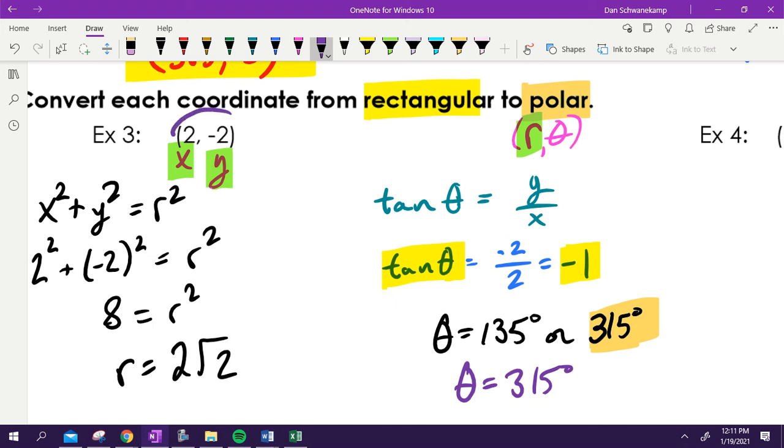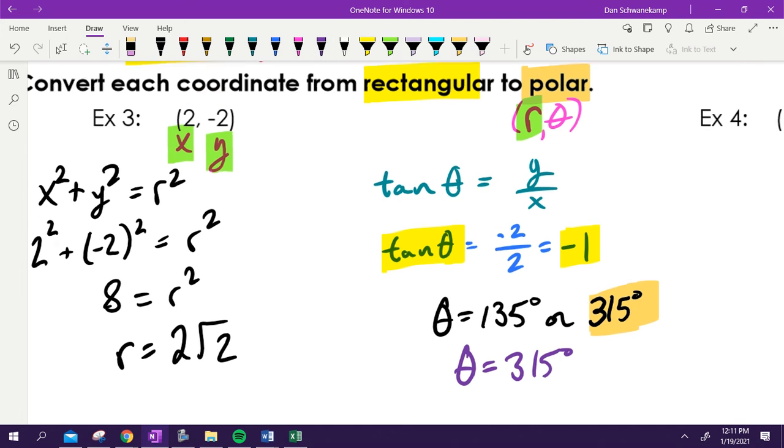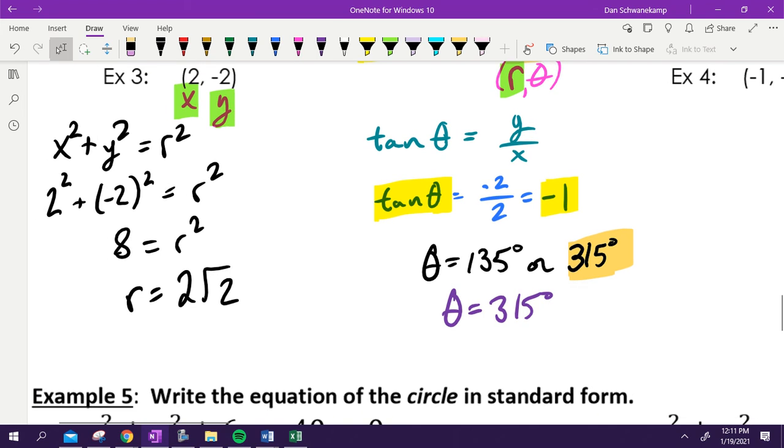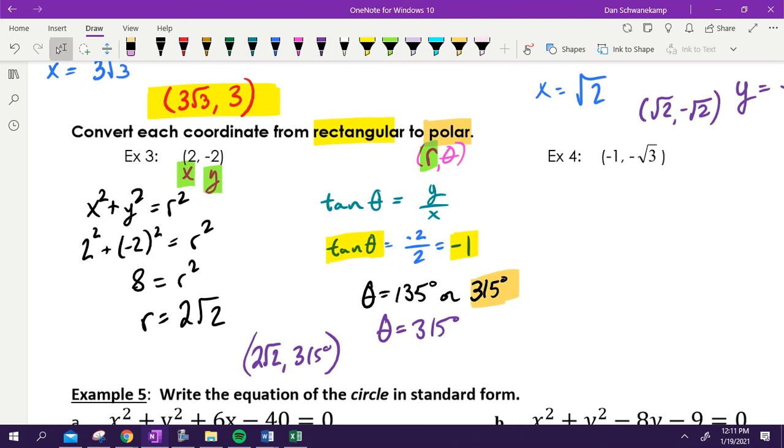Good. This ordered pair is in the fourth quadrant because my x is positive and my y is negative. So Megan picked the angle where her x was going to be positive and y was going to be negative, or in other words, the fourth quadrant. So 2 square root of 2, comma 315 degrees. That is the ordered pair that matches 2, negative 2. Makes sense so far?